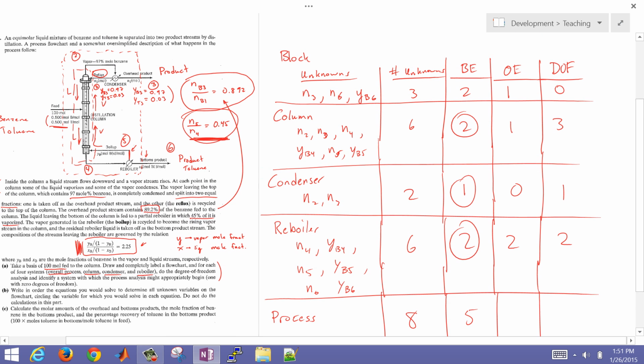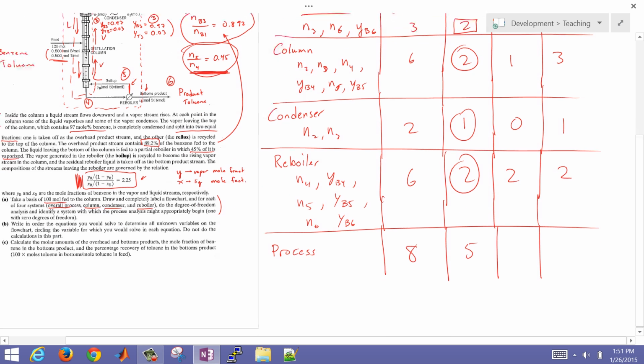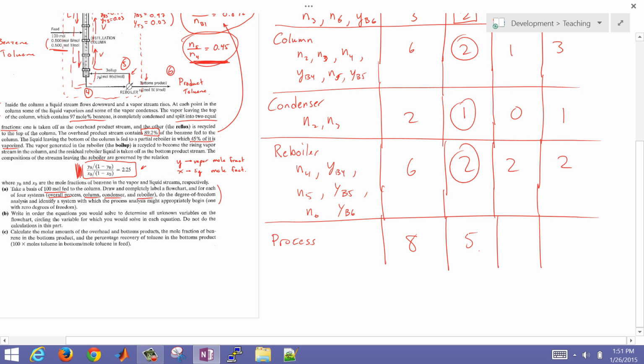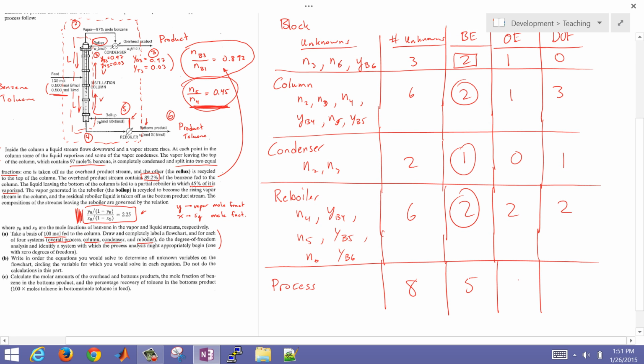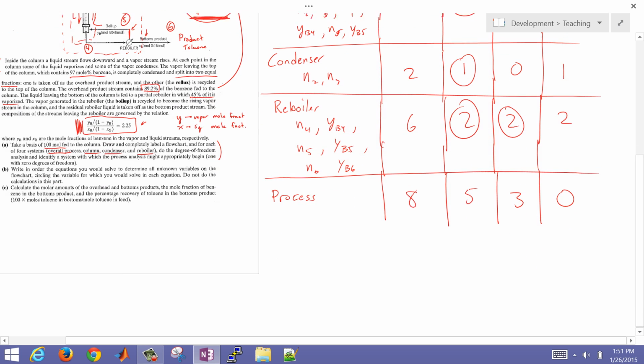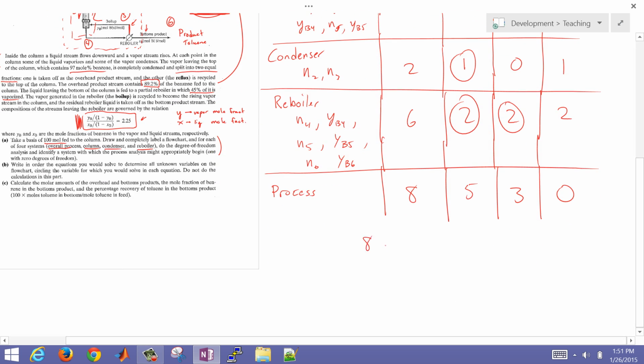We wouldn't include the one with the block because that includes the column and some of these others. So you just do the individual units to come up with your overall number of balance equations. And then other equations, we're going to have 3 of these. So we had the 3 other equations that were unique, and so that gives us 0 degrees of freedom overall. So one of the things that we could do at this point was just take 8 variables and 8 unknowns and just solve a system of equations.